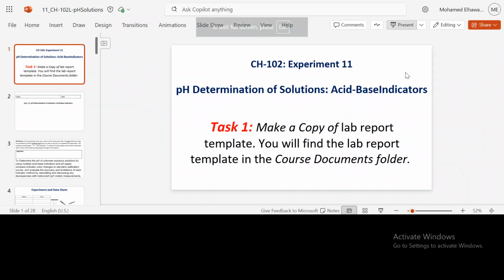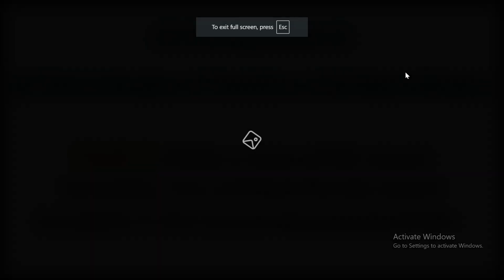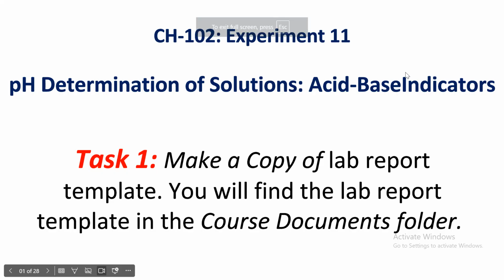My name is Professor El Hawari, and today we will be going over experiment number 11, pH determination of solutions, acid base indicators. Again, the first thing you want to do is make a copy of the lab report. You're going to find it on Brightspace. Edit the document as we're going and submit the lab report.